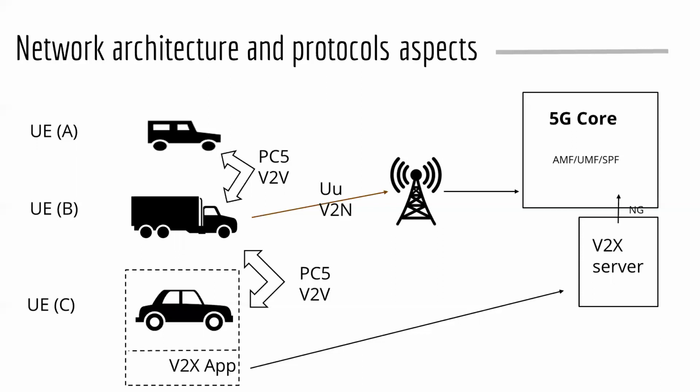We can't be talking about the vehicle to everything architecture without bringing up the vehicle to everything control function. It's a logical function that is used for network communication. More specifically, it is used to provide user equipment with network specific parameters that allow the user equipment to use vehicle to everything service in the PLMN. It is also used to configure the UE with the parameters when it's out of network coverage.